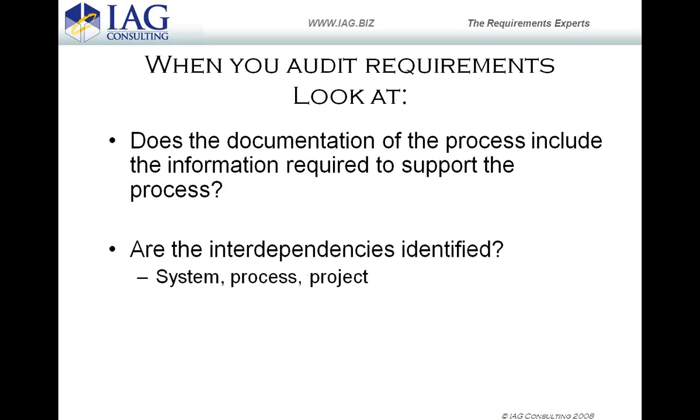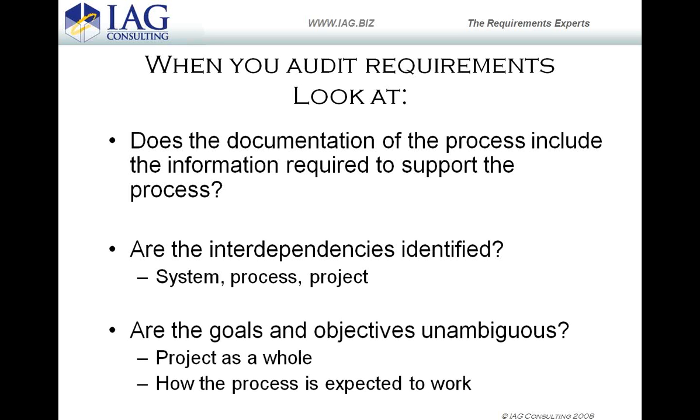The second thing is, are interdependencies identified? System, process, project. This is very simple to identify in requirements documentation. Does it have a context diagram? Interfaces, are they defined? All these other basic things are fairly simple kinds of things to look for. But if the interdependencies are not identified, the actual scope or domain of the system is really not well understood.